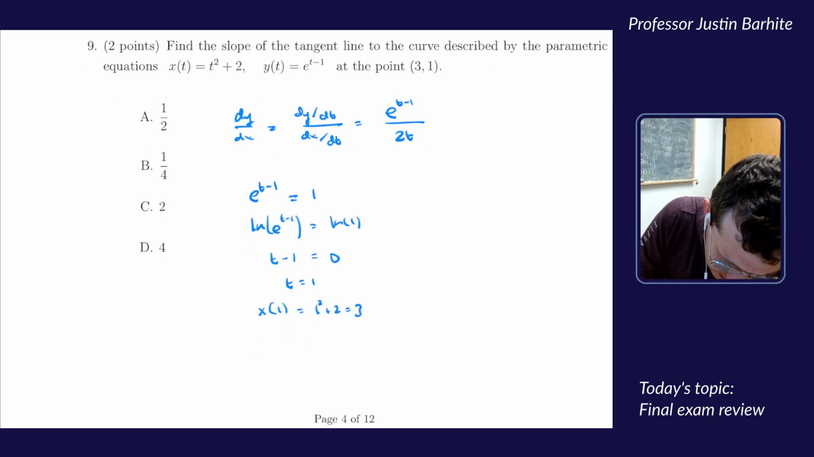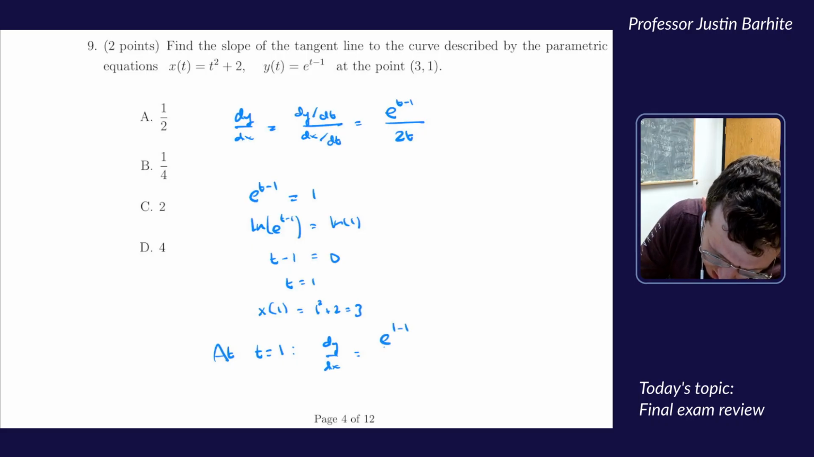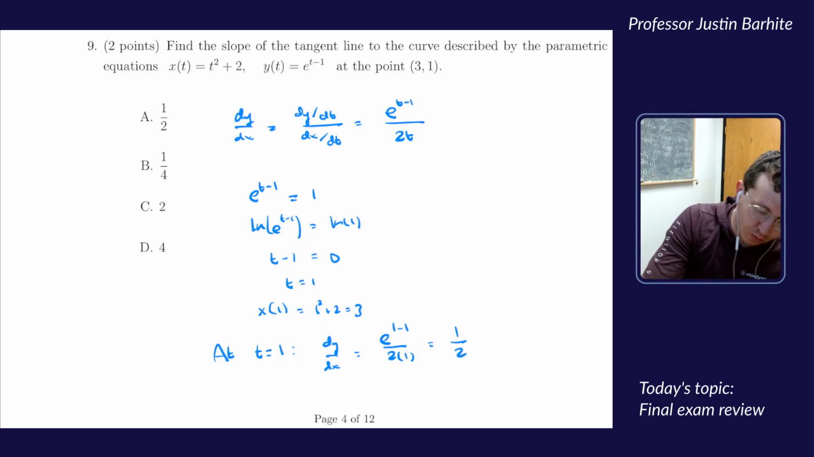And at time 1, dy/dx is (e^1 minus 1) over (2 times 1). That's 1 over 2. So 1/2 is the slope.